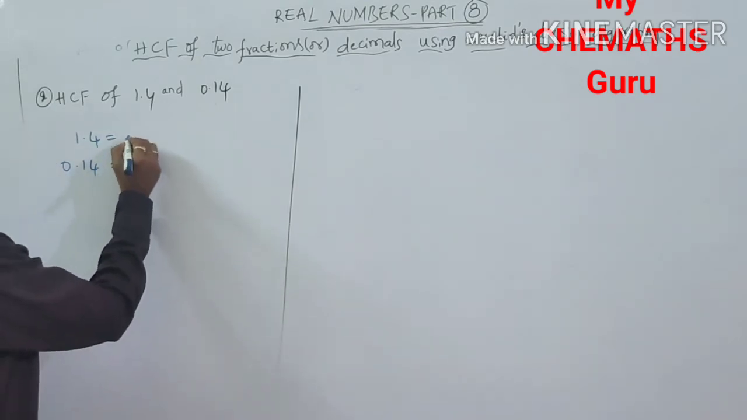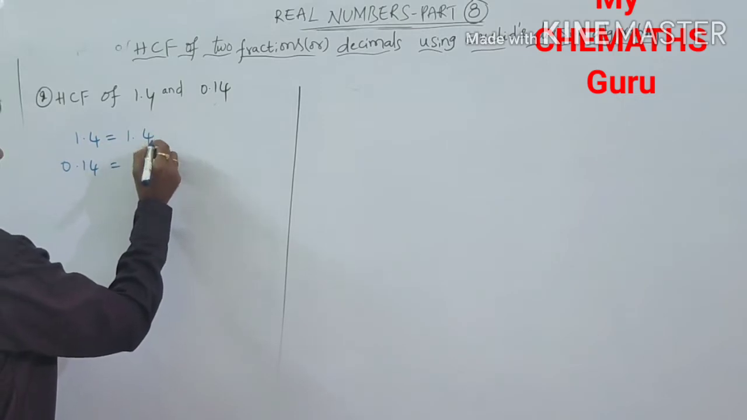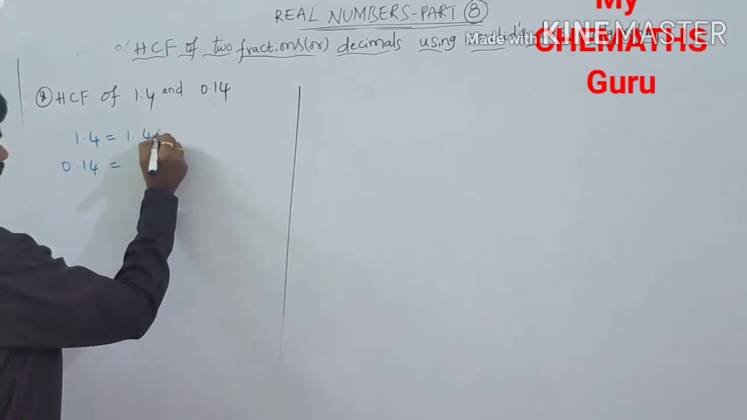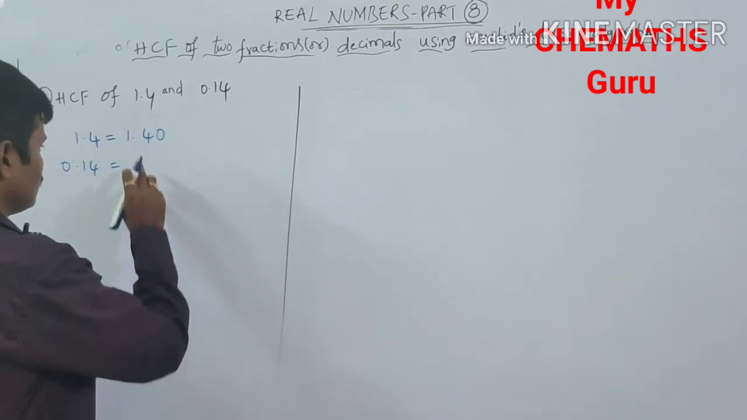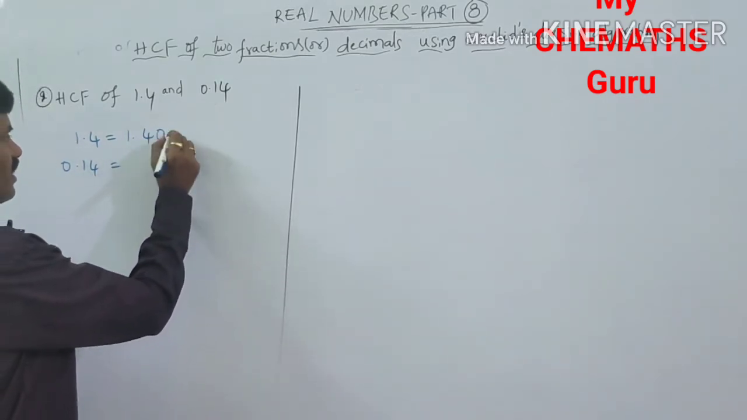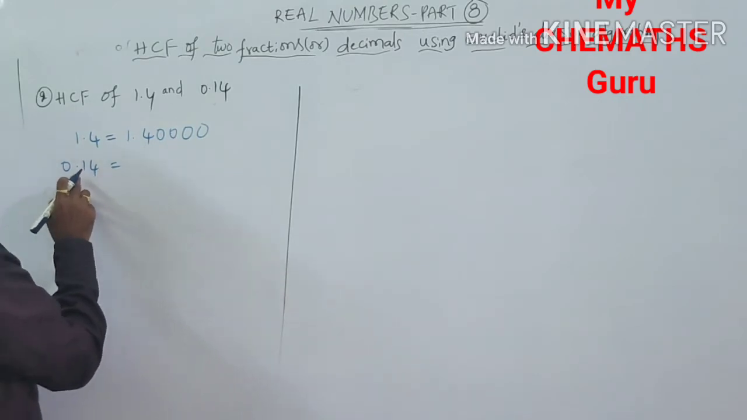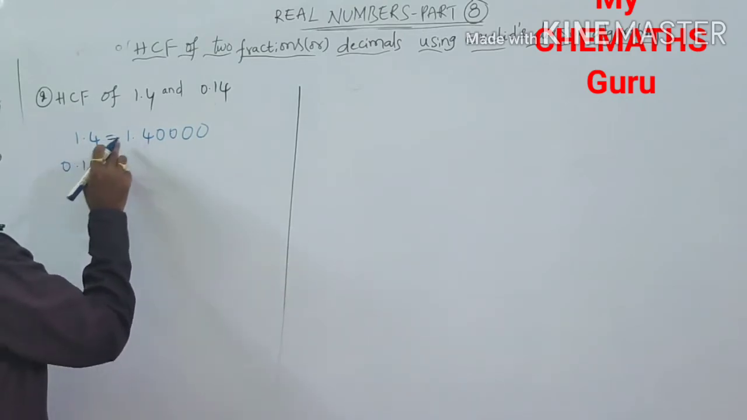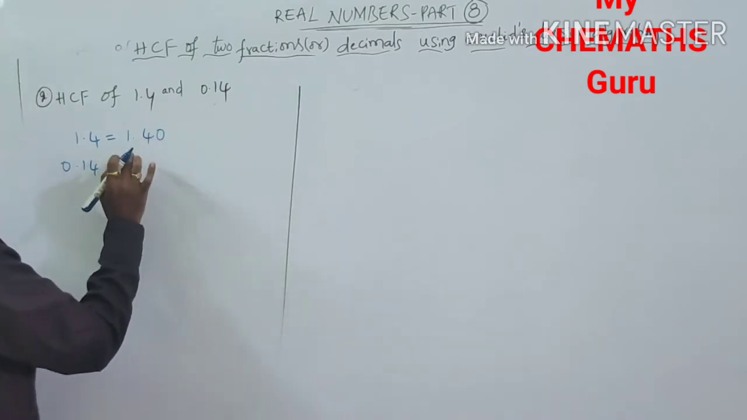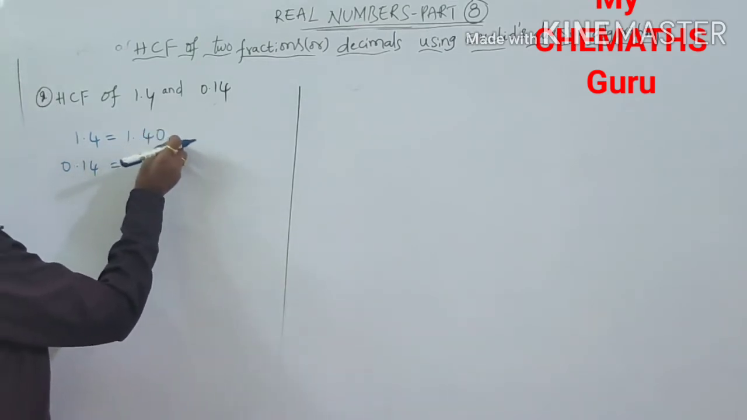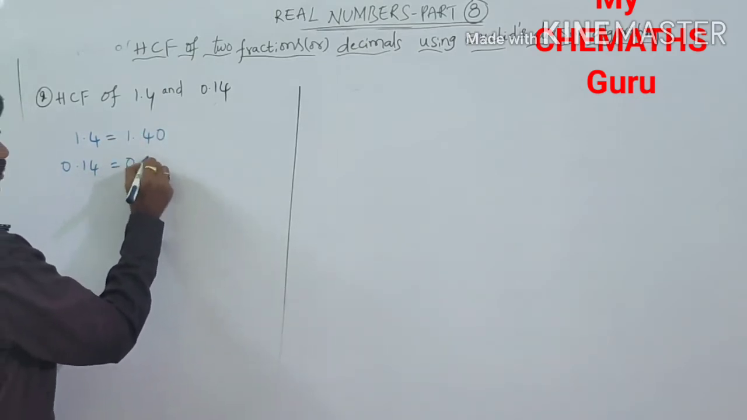How to write? We know that on the right side of the decimal point, at the end, if you write any number of zeros, there is no change in value, it is the same. Yes, 1.40. Here only two decimals are given, so write only one zero to make 1.40, to get two decimals after the decimal point, and 0.14 as this.